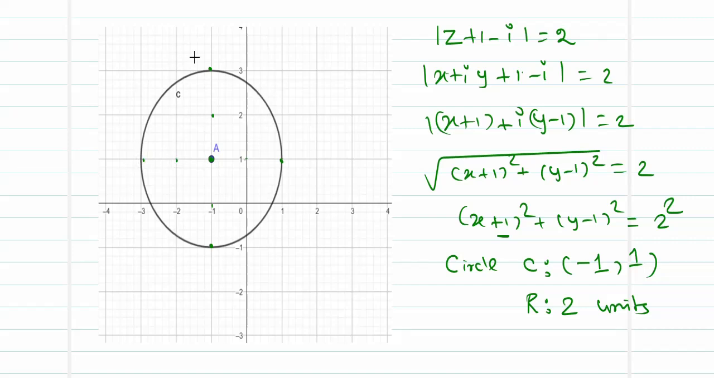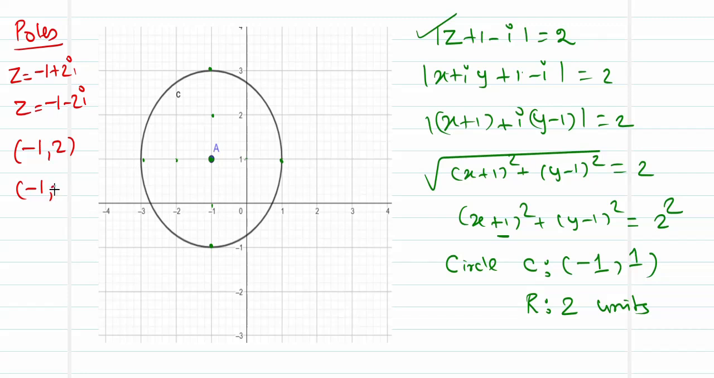Then fix your boundaries. You can draw your circle, and your circle mod z plus 1 minus i equal to 2 is now ready. What is going to be the next task? The next task is to find the position of the poles. What are going to be my poles? z is equal to minus 1 plus 2i, and z is equal to minus 1 minus 2i. So I have them as minus 1 comma 2 and minus 1 comma minus 2.